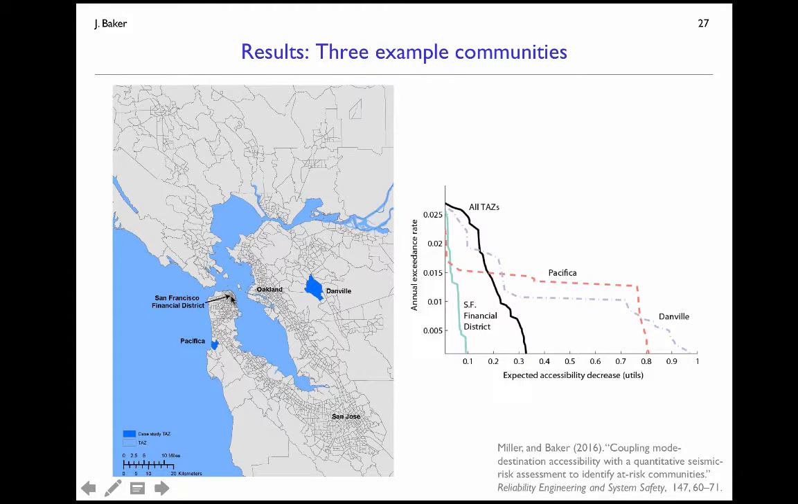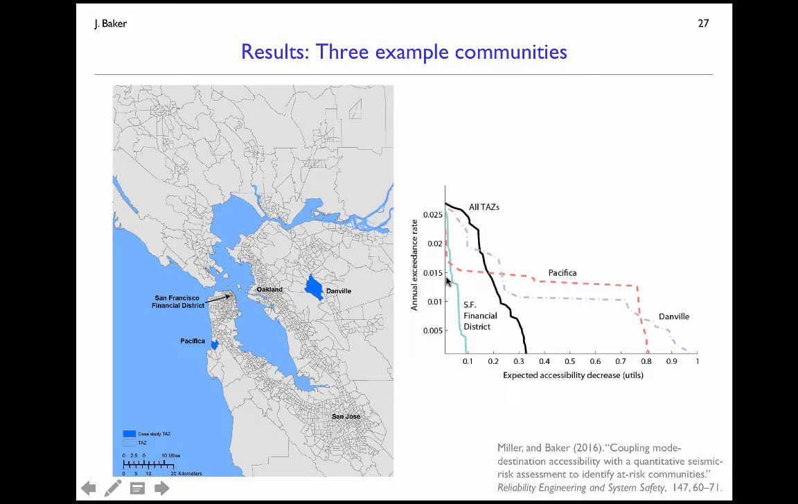San Francisco Financial District is right in the central business district of San Francisco. And then Danville is a community out in the East Bay, to the east of the San Francisco Bay. So over on the right, we've got plotted this expected accessibility decrease that we were just defining a few slides ago, and it's plotted versus annual exceedance rates.